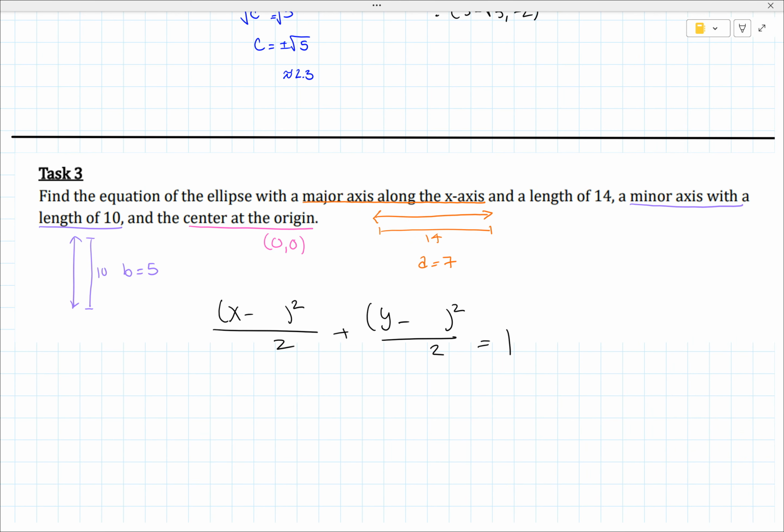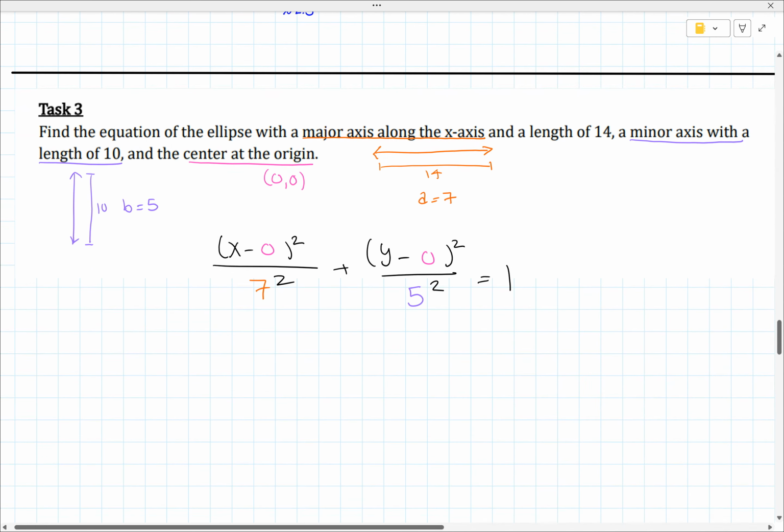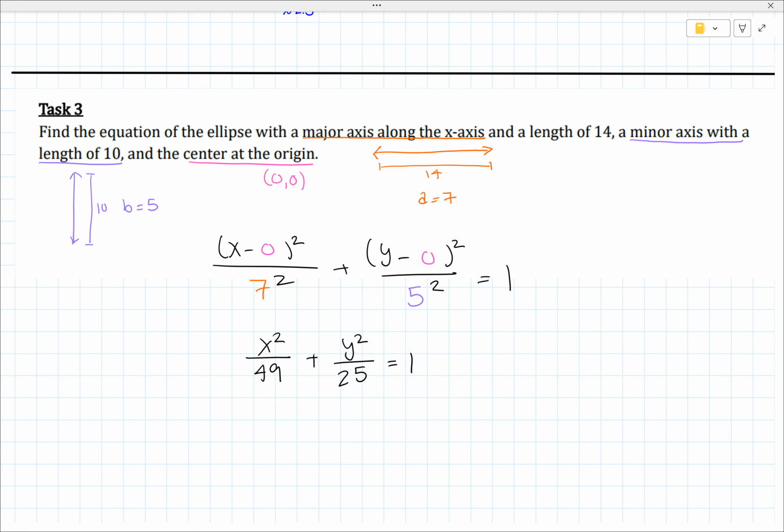Equals 1. So our center was 0, 0. Since a is 7, it's going underneath x, that's our horizontal distance, and b underneath y, so our vertical. And then if you needed to simplify anything, please do, which we are going to. So x squared over 49 plus y squared over 25 equals 1, and that would be your equation.